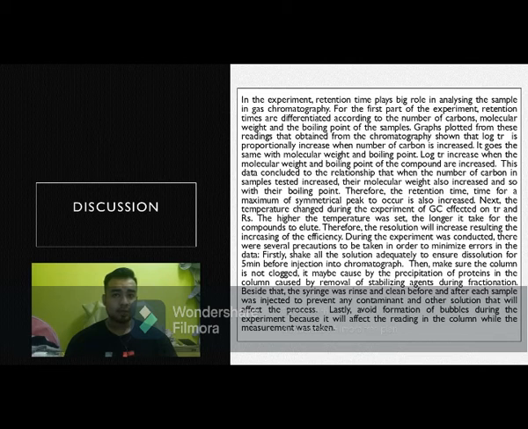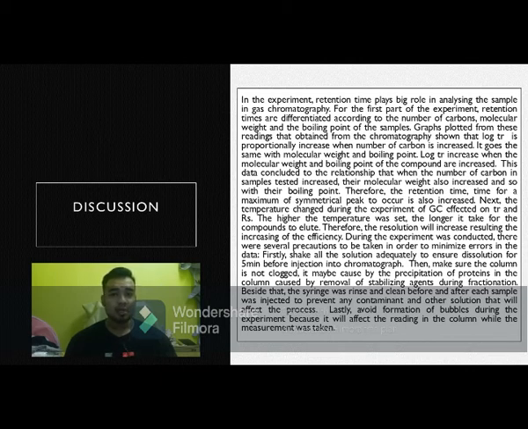The graph plotted from the readings obtained from the chromatography shows that log T is proportionally increased when the number of carbon is increased. It goes the same with molecular weight and boiling point. Log T increases when the molecular weight and boiling point of the compound are increased.